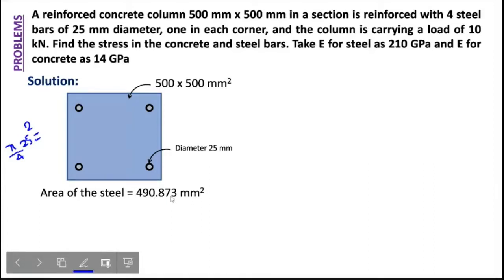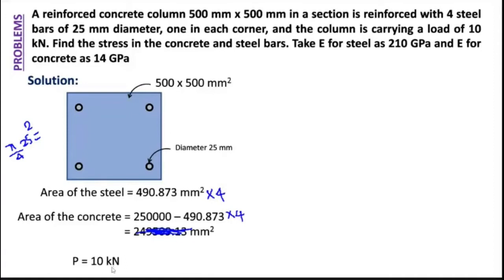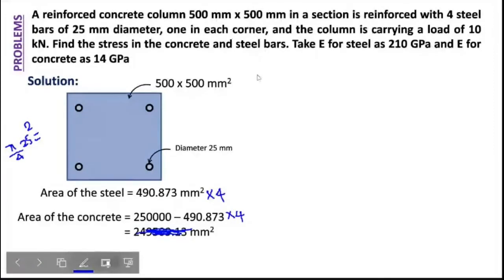Written here as 887. So this has to be multiplied with 4. So when I multiply with 4, your area of the concrete will be 25000 minus 490.81 into 4. That will be the value here. Sorry, so again, procedure is same. Maybe I will solve this and give it to you later.